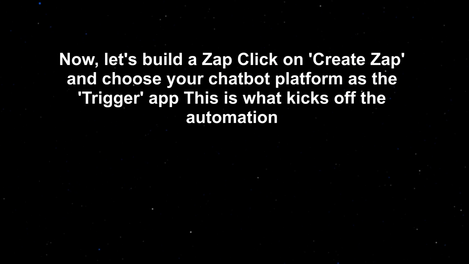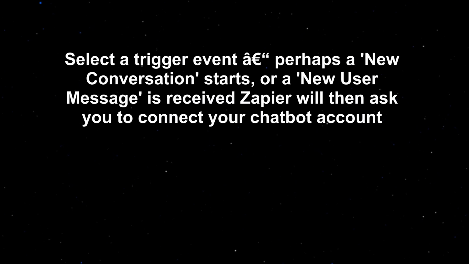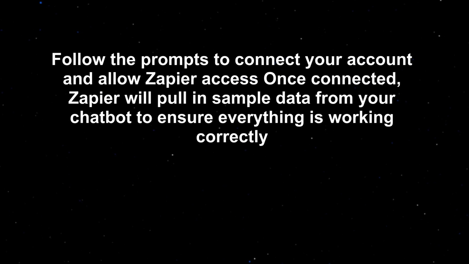Click on Create Zap and choose your chatbot platform as the trigger app. This is what kicks off the automation. Select a trigger event, perhaps a new conversation starts or a new user message is received. Zapier will then ask you to connect your chatbot account. Follow the prompts to connect your account and allow Zapier access. Once connected, Zapier will pull in sample data from your chatbot to ensure everything is working correctly.